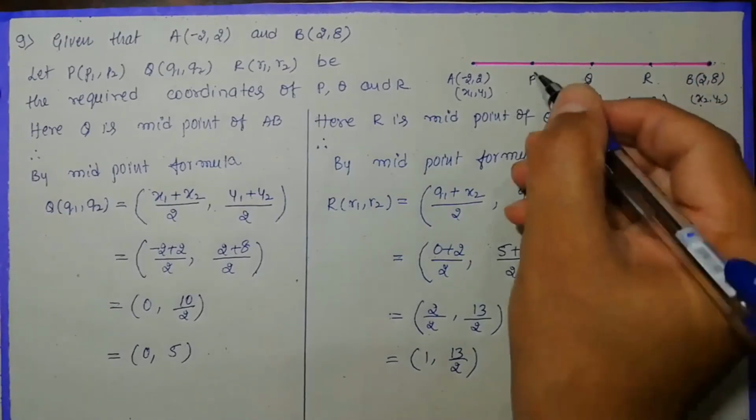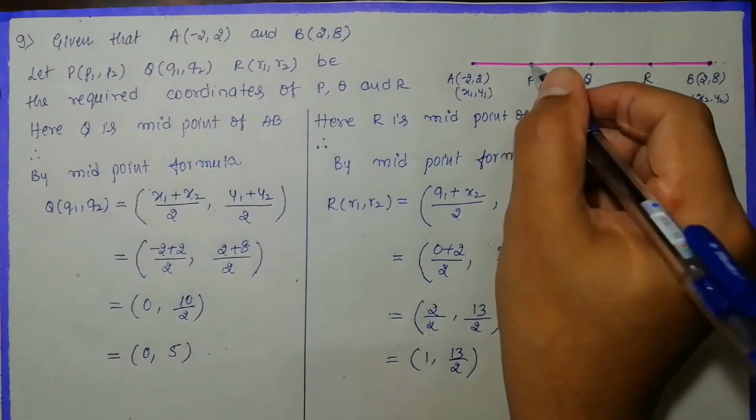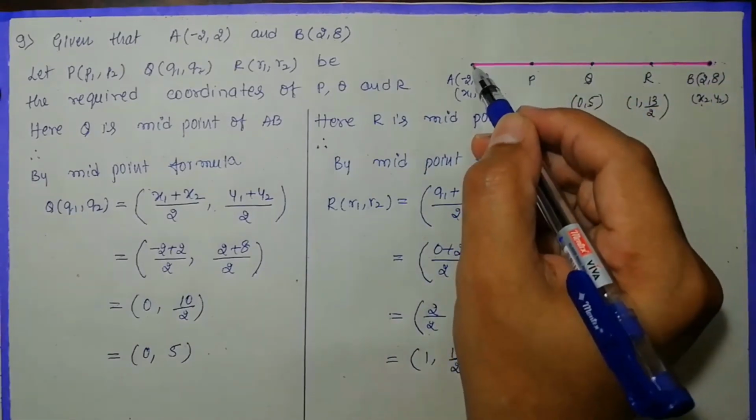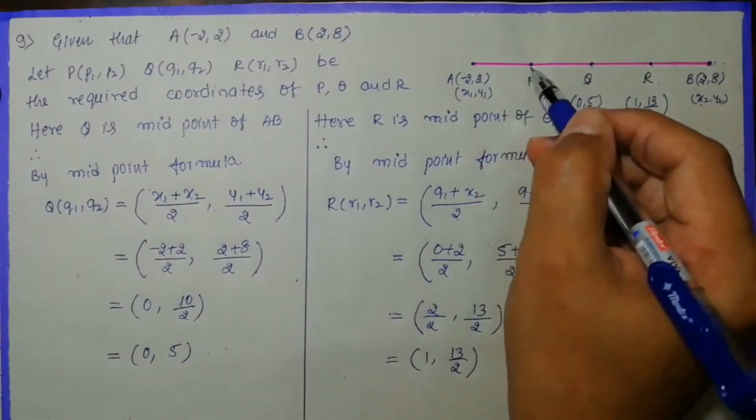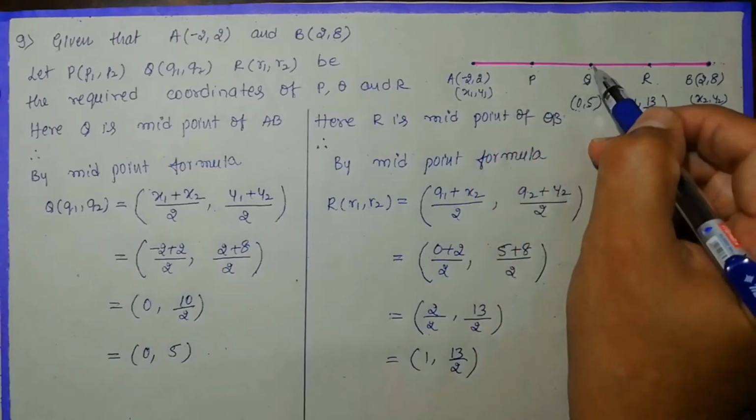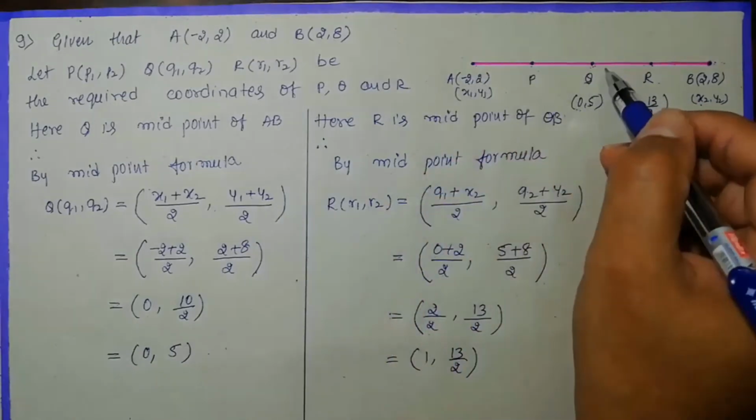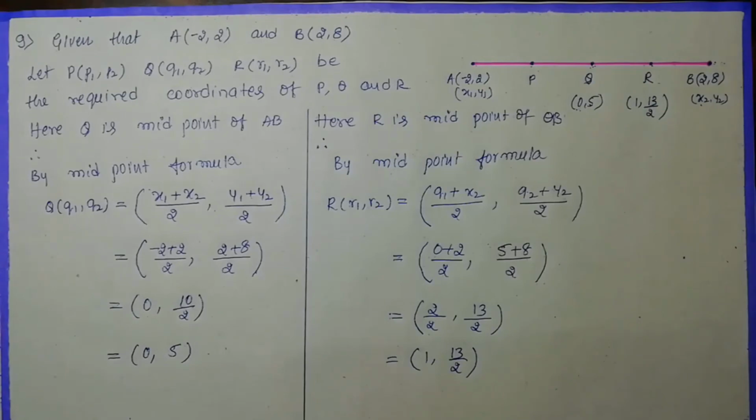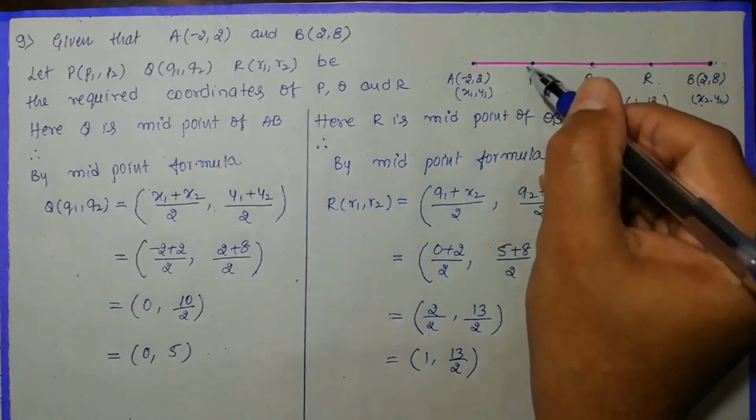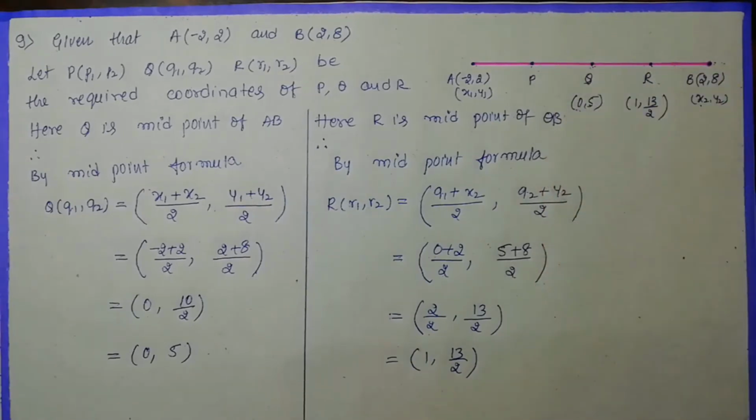Now the coordinates of P will be given by applying the midpoint formula for AQ, because P is the midpoint of AQ. If you apply the midpoint formula for AQ, you will get the coordinates of P, and it is an exercise for you. You have to solve that one. So once again apply the midpoint formula, you will get the coordinates of P. At last you have to write down the required coordinates of P, Q and R. Write down (0, 5) and (1, 13/2), and write down the coordinates of P that you have obtained.